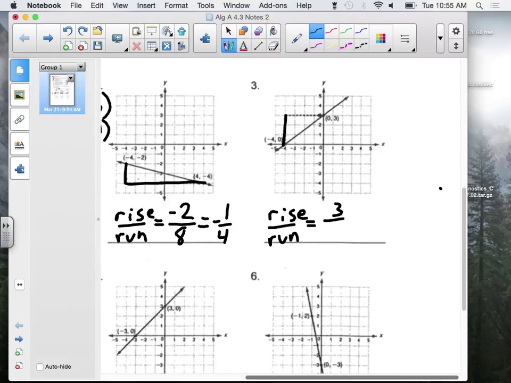Now, once we do that, we find our run, so from this point, how many units do we have to move? We're moving 4 units, and is it positive or negative? Positive, because you're moving to the right, yep. So, can we simplify this fraction to anything? No. Nope, so what is our slope? 3/4. 3/4, yep.